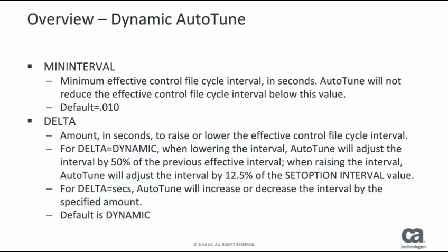Min interval. Minimum effective control file cycle interval in seconds. AutoTune will not reduce the effective interval below this value. Default is 0.01. Delta. The amount in seconds to raise or lower the effective control file interval. The default is dynamic. When lowering the interval, AutoTune will automatically adjust the interval by 50% of the previous effective interval. When raising the interval, AutoTune will adjust the interval by 12.5% of the set option interval value.